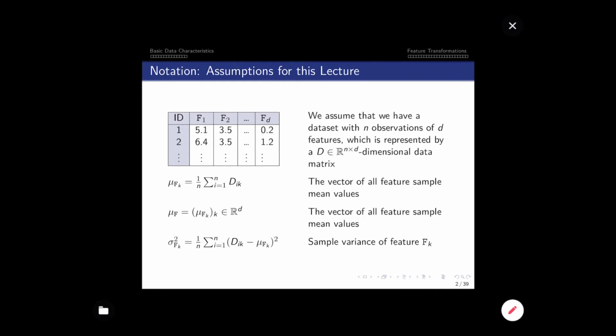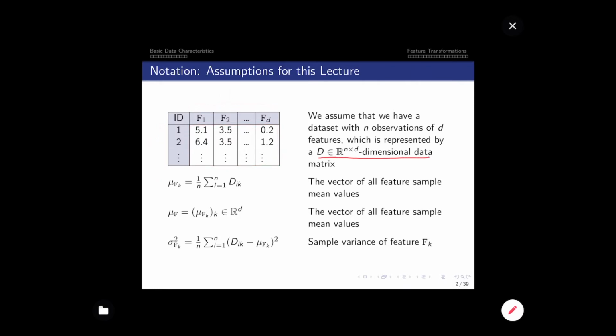Okay, so first let's go through some notations and assumptions we have for this lecture. First of all, we assume that we have a data set with n observations. So here this number is n. And we have d features f1 until fd. And then our data is represented by a data matrix, which is n times d dimensional and contains only real values. So this is basically what's here inside this area. This is our data matrix.